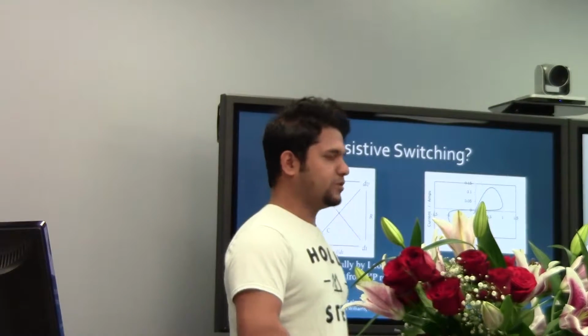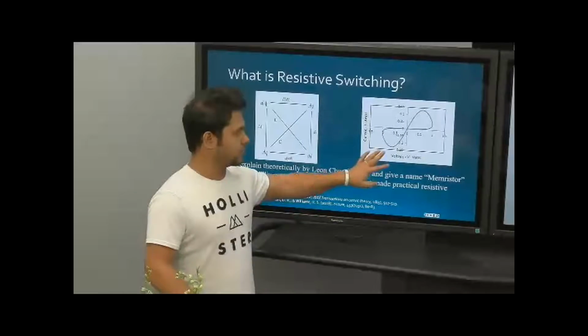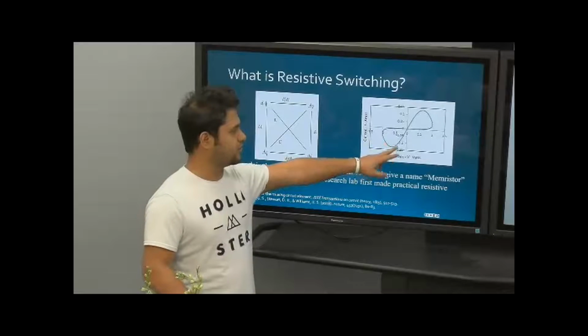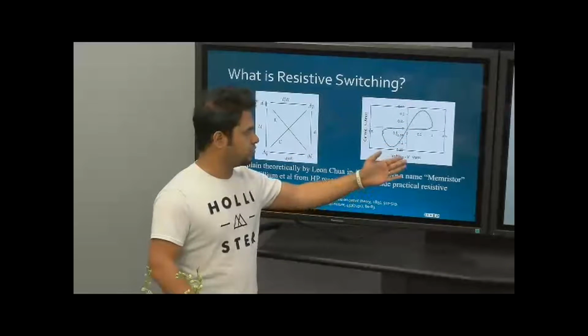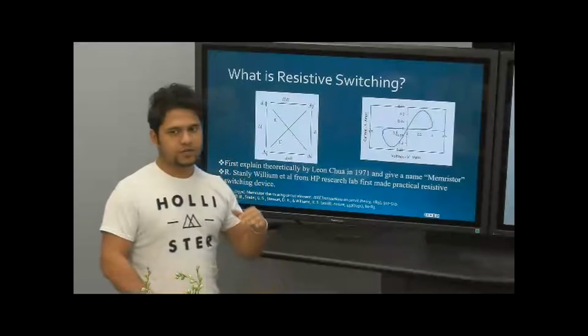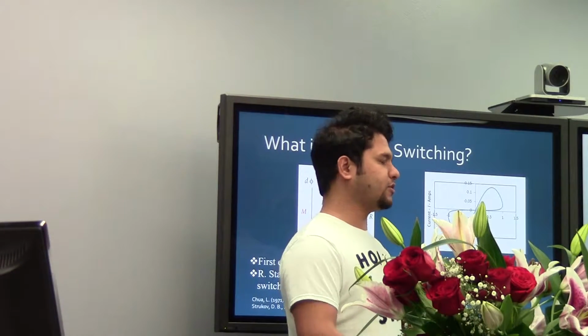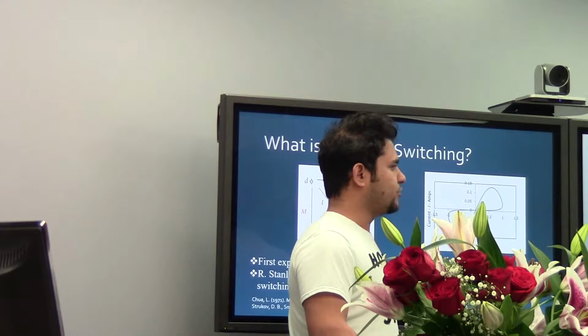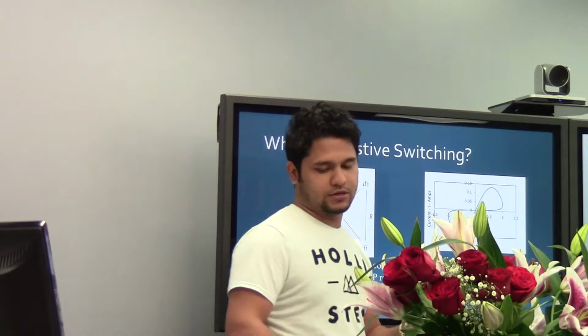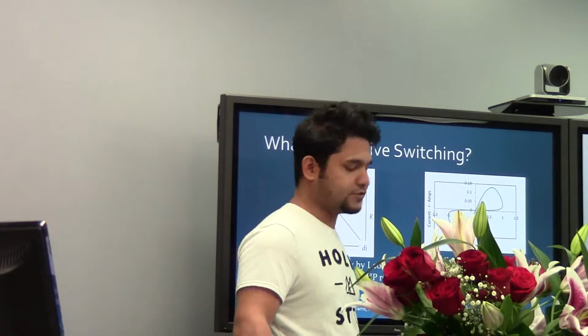So how does this switching actually work? In the device, if we increase the voltage in a positive direction, the conductivity increases, and it can keep that conductivity as memory. And if we apply a reverse bias, it gives back the previous resistance.